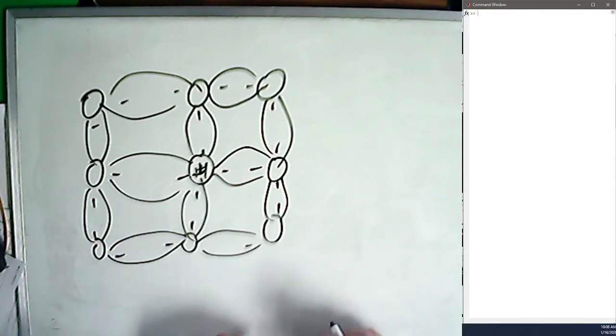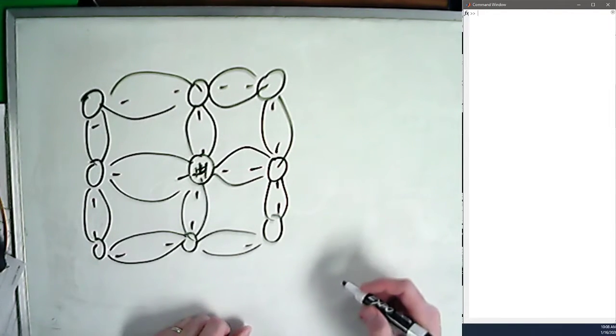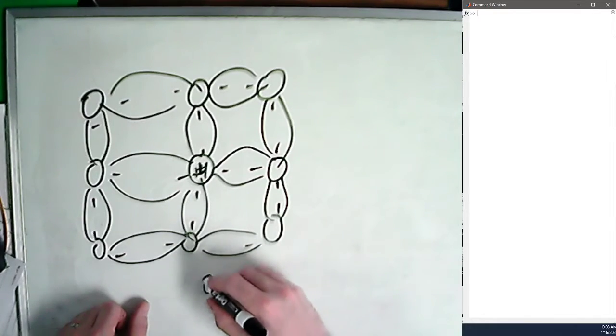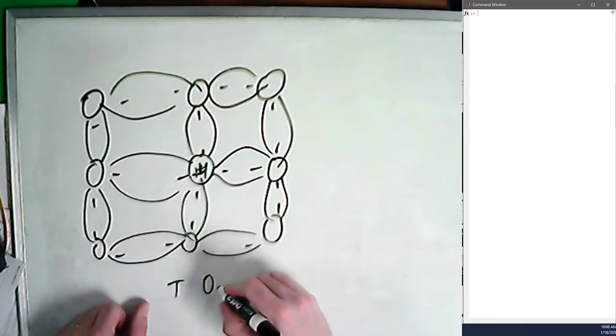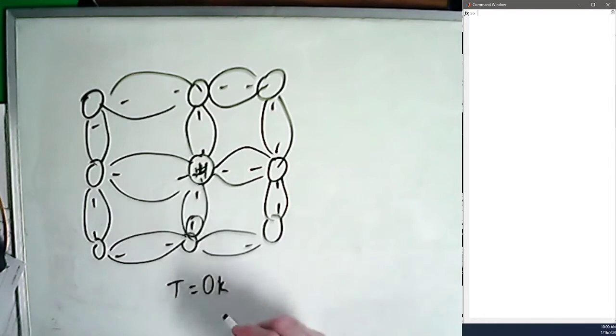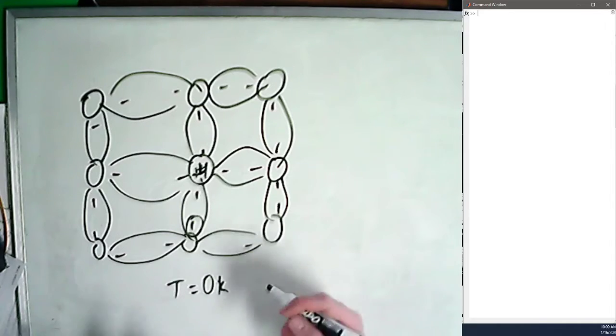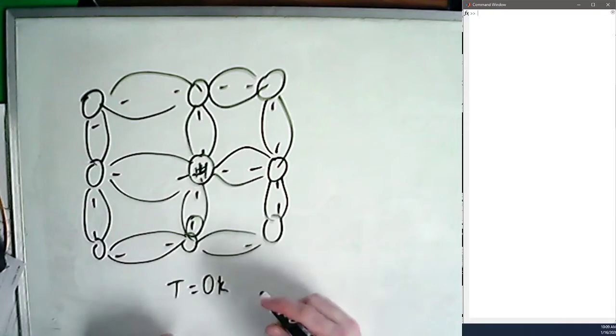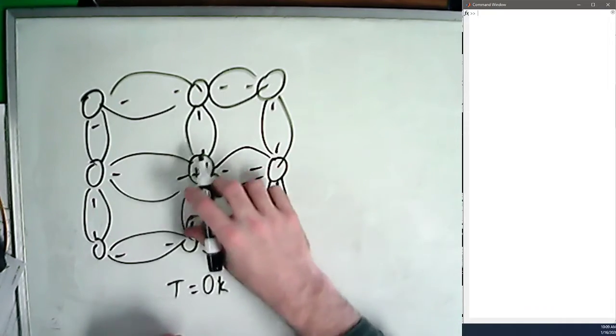And the answer is yes, we can. And the reason why is because this is how it would look at absolute zero, at 0 Kelvin. T is equal to 0 Kelvin. If we get above that, what happens is one of these electrons someplace there'll be enough thermal energy in there to bump one of these electrons to make it free.